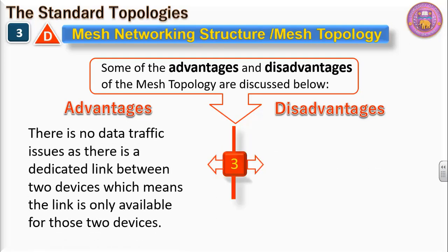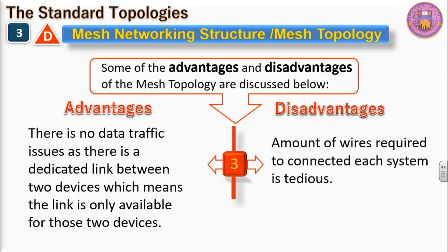There is no data traffic issues as there is a dedicated link between two devices, which means the link is only available for those two devices. It means data transmission will be very fast. But at the same time, one of the disadvantages is that amount of wires required to connect each system is very tedious.